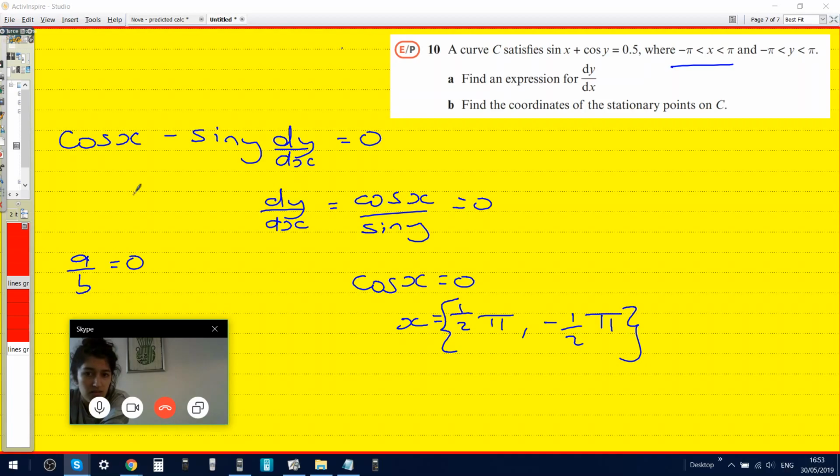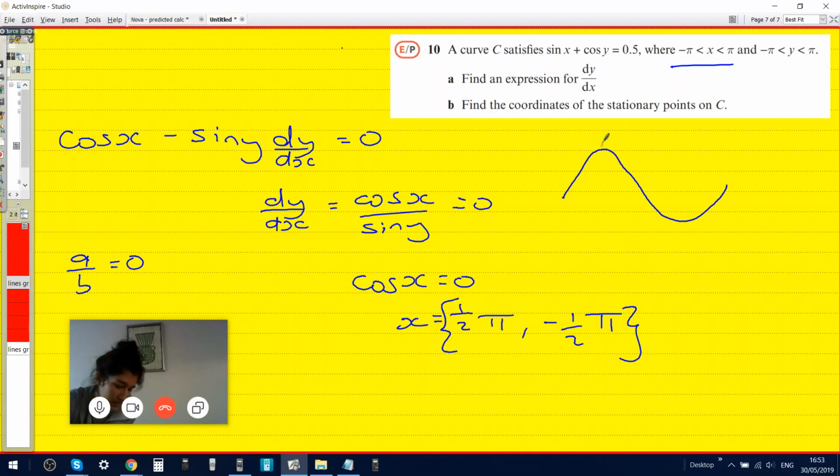So the stationary points, the graph is going to look something like that. These are the two stationary points. The x coordinate is a half pi and minus a half pi. Just use your calculator magic. Put that in your calculator and cheat. What equation do I put in? The original, sine x plus cos y equals 0.5.